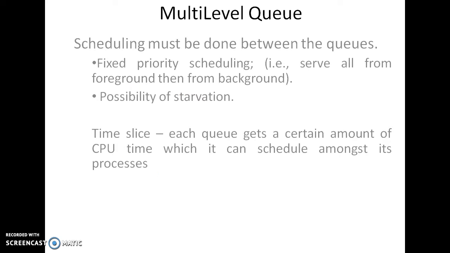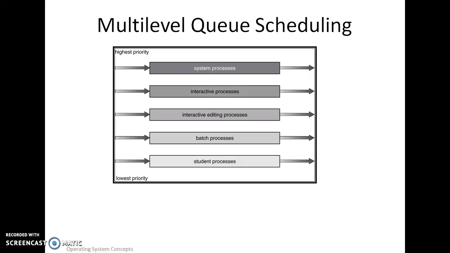To go through this again, scheduling must be done between the queues. We have fixed priority scheduling, that is, we categorize processes as foreground or background, and these processes cannot move across the queues. In this particular slide, all the queues are loaded and the system queue is also loaded, so currently we are executing the processes in the system queue.